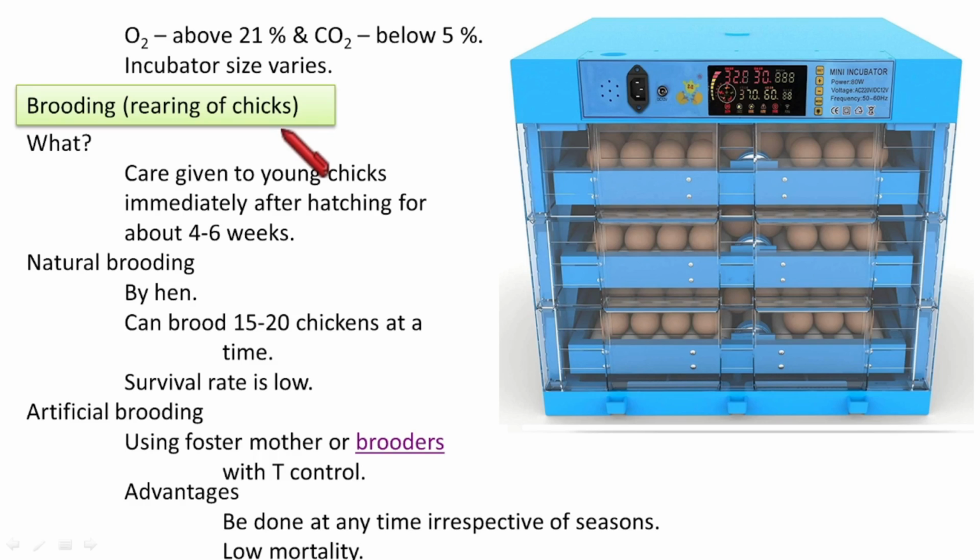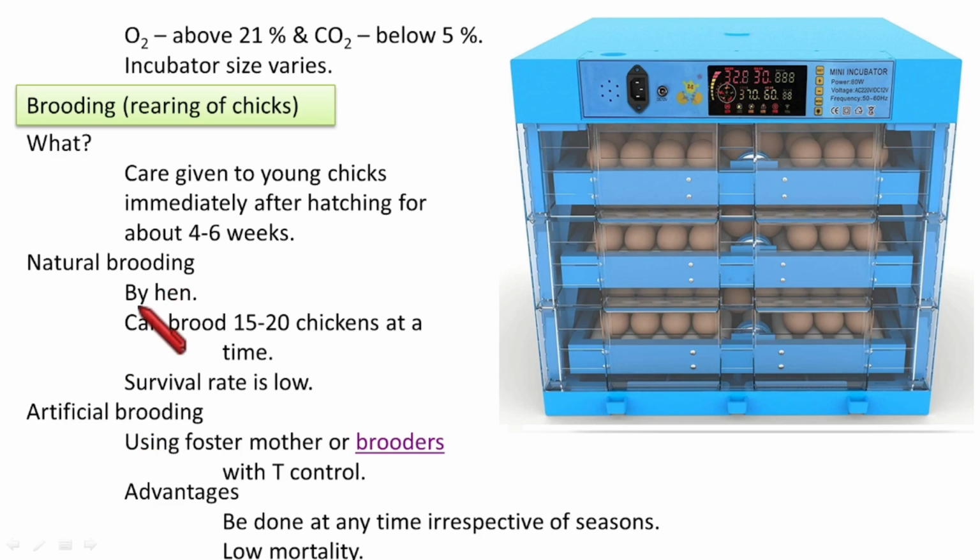Then we can go and understand about the brooding or rearing of chicks. It means after hatching the eggs, how we are caring for them. That's what brooding is. So what is brooding? It is the care given to the young chicks immediately after hatching till 4 to 6 weeks. And also one more thing, I have shown here the picture of an incubator. I forgot to show that. Anyway, brooding, I told you, is the care given to freshly hatched chicks until 4 to 6 weeks. Natural brooding is there and artificial brooding is there.